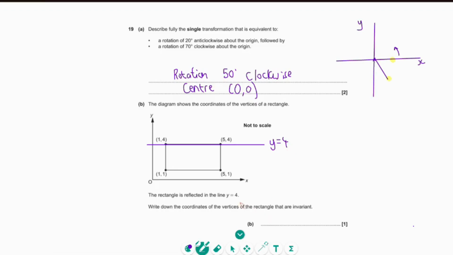Okay, so invariant means points or lines that remain unchanged. So if this rectangle is reflected in that purple line, it would look like this. Which points would remain unchanged? It's asking for vertices, or corners, so 1, 4 and 5, 4.